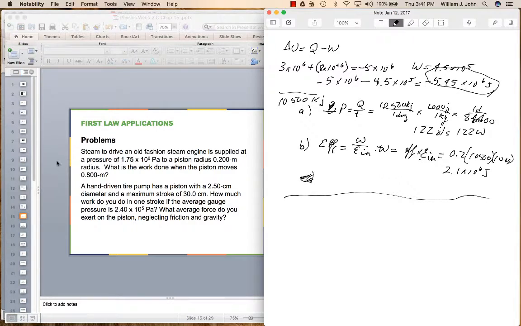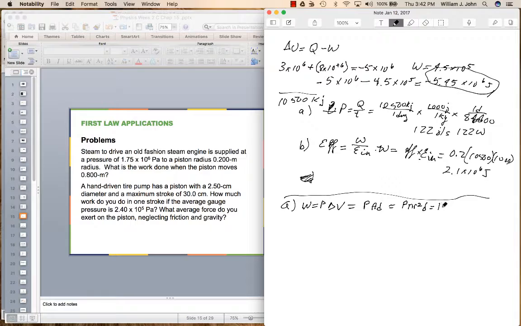And so the work is going to be equal to P delta V, which is equal to P times the area times the distance that it travels, which is equal to P times pi r squared, that's the area, times D.